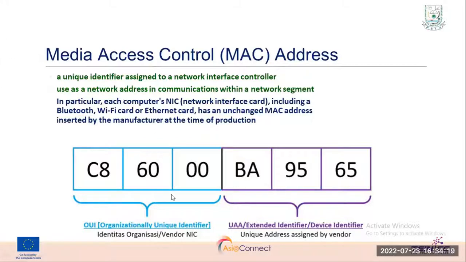And you can see that the address is 48 bits in length. The first 24 bits are the organizationally unique identifier, which identifies the vendor of the NIC, and the next 24 bits are uniquely assigned by the vendor as the device identifier. So a media access control address is a unique address that uniquely identifies a device on the network, and it is hard coded into the network interface card.